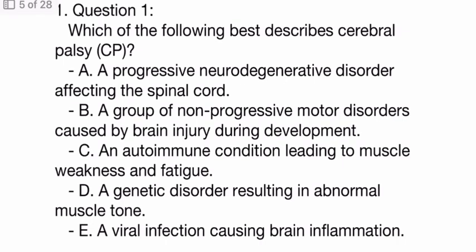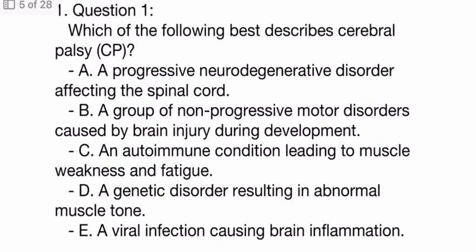So remember that when you're defining CP, you say it's non-progressive. So that means that A is wrong, okay? It's not a progressive neurodegenerative disorder. That is not correct. And though genetic factors may lead to CP, and as you can see in option D, and viral infections may cause CP, infections generally, the two options are not enough, D and E.